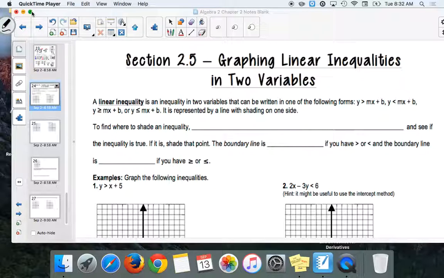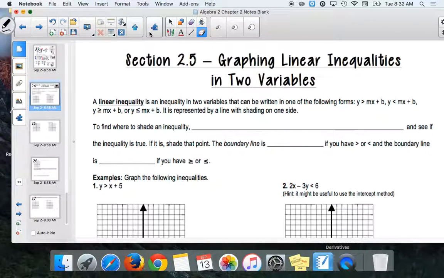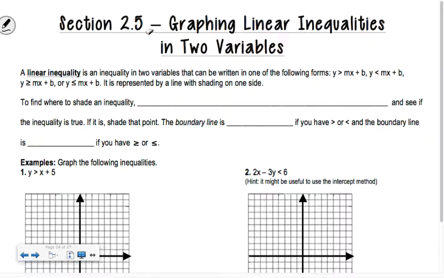2.5 is on graphing linear inequalities in two variables. So we're going to have basically solid or dotted lines with shading above or below. A linear inequality is going to look kind of like y equals mx plus b, but instead of an equal sign, you're going to have greater than, less than, greater than or equal to, less than or equal to. It's represented by a line with shading on one side.